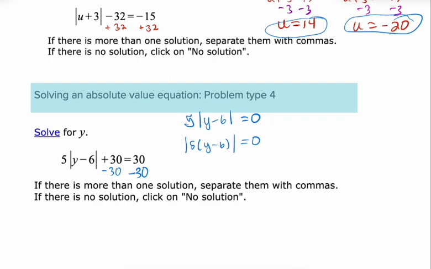So now that we've done that, we don't necessarily need a positive case and a negative case here. Won't it both equal 0 no matter what? So only when it's equal to 0 do we get 5 times the quantity of y minus 6 equals 0. Well, that's 5y minus 30 equals 0. 5y equals 30. y equals 6. So you're only ever going to get one answer if the absolute value equals 0. So that's not going to happen too often, but it could happen.